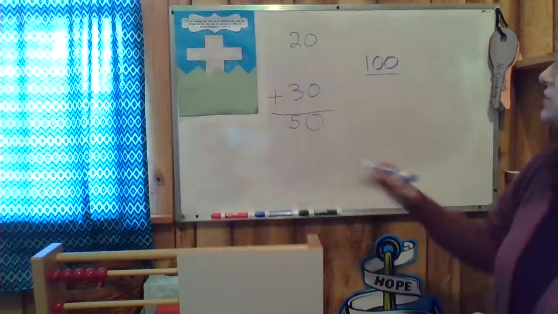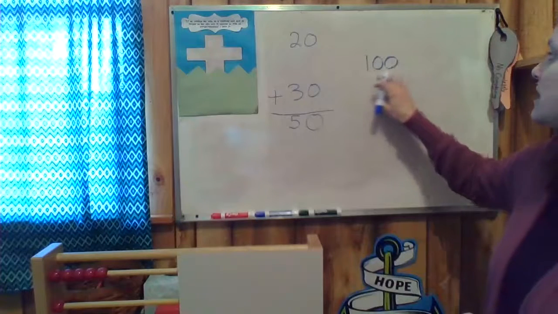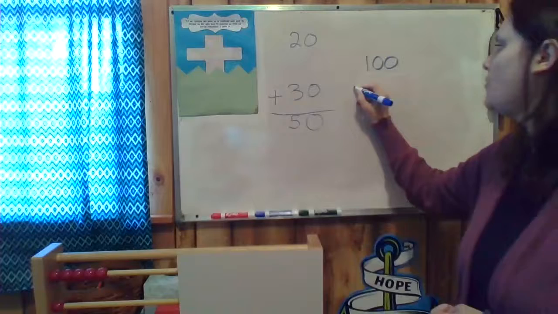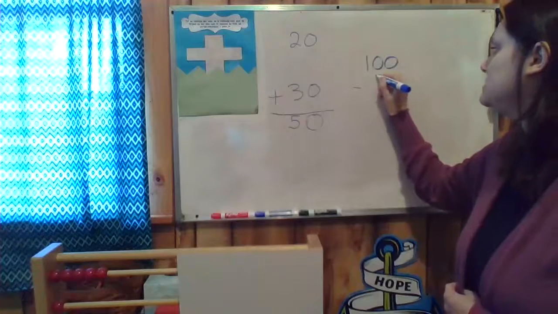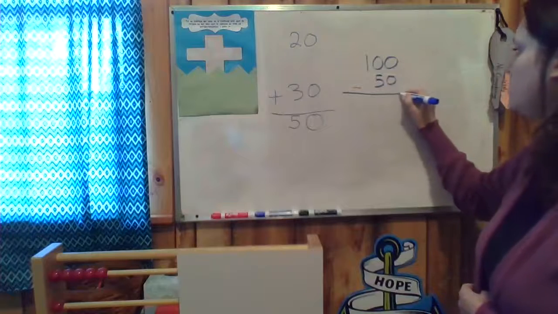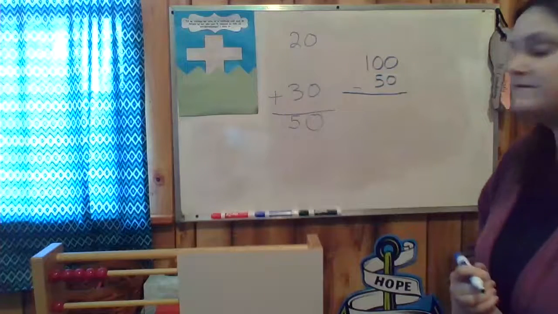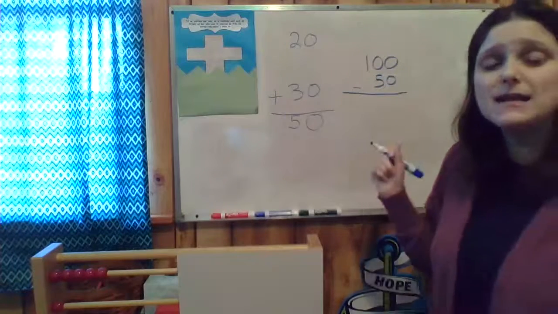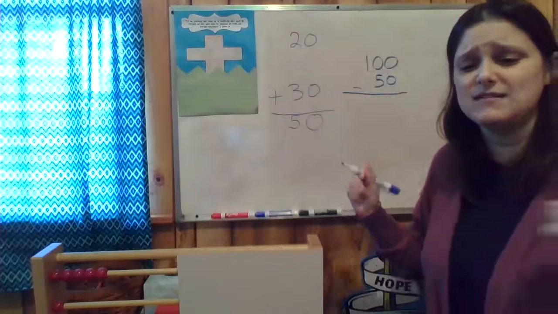So I'm going to do a subtraction problem now. I'm going to go 100 minus 50. So the biggest number goes on top. And I'm going to subtract 50, okay? You say, that's too many numbers. I'm confused. Stop. Miss Ellen, stop.